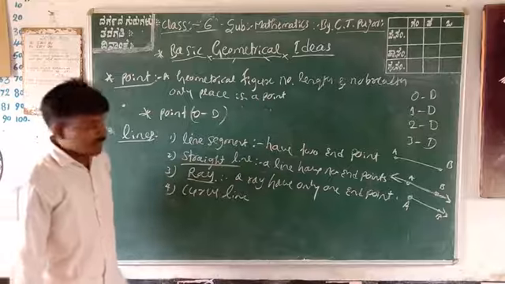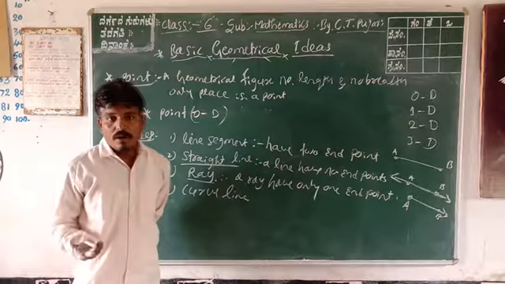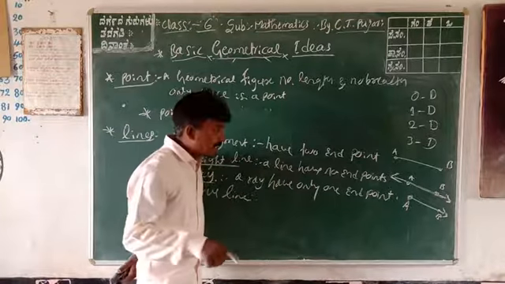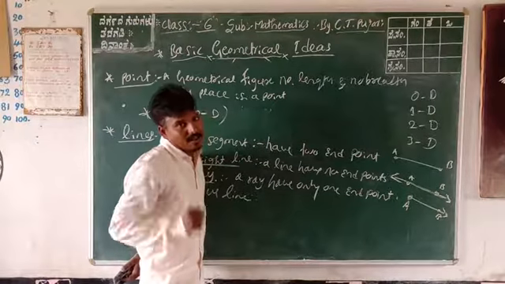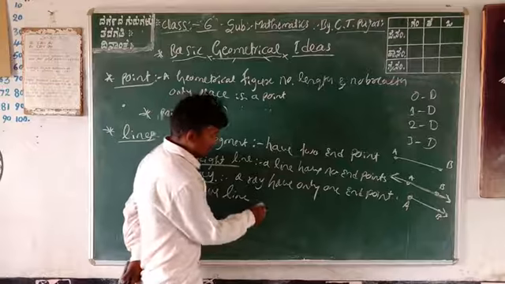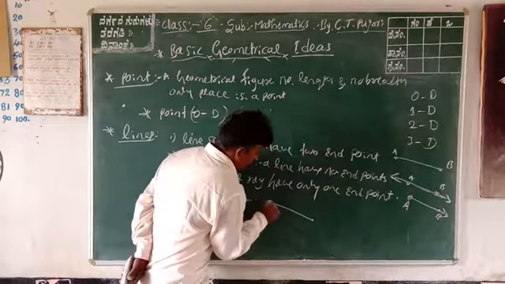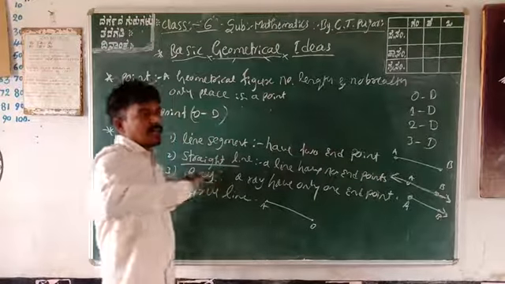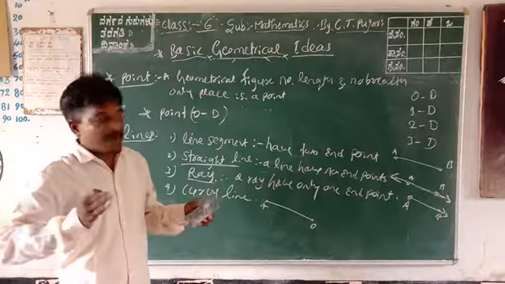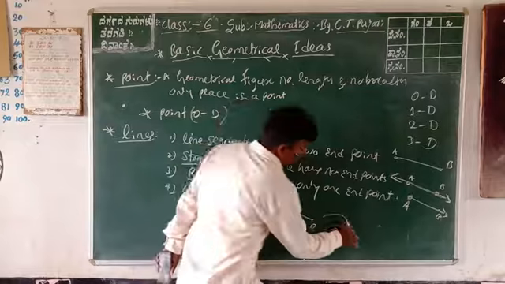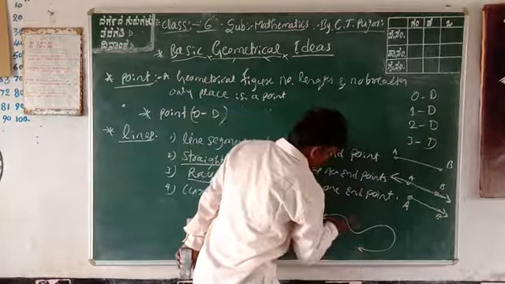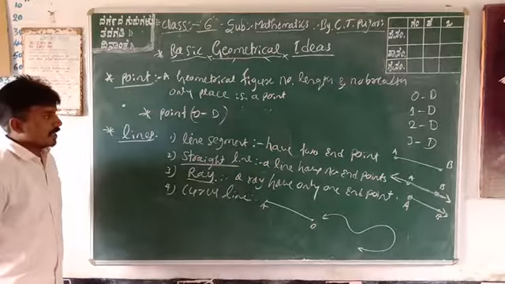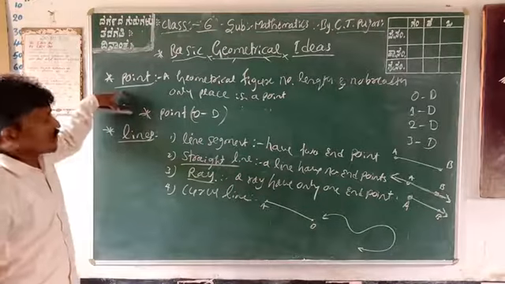Next, curve lines. Curve lines have two endpoints as well as no particular direction. Two endpoints are here, but the direction is not the same; there are different directions. This is our curve line. These are our curve lines. These are all lines, and points are also here.